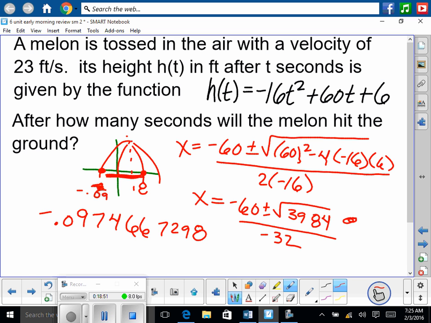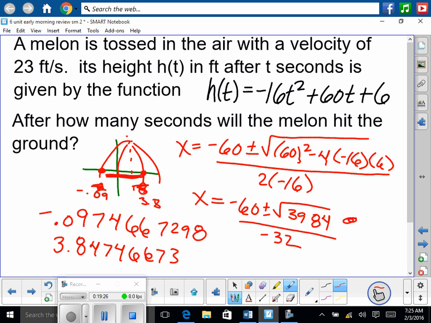You'll do -60 minus the square root of 3984. You have to hit enter first and then divide by -32. And you get 3.84746673. Okay, so this is in the positive direction of 3.8, right? So let's find that distance. This is a positive distance, right? If we're talking distance, you would add up that plus that, but not with the negative, right? So we're talking distance. Does everybody get what I'm saying?